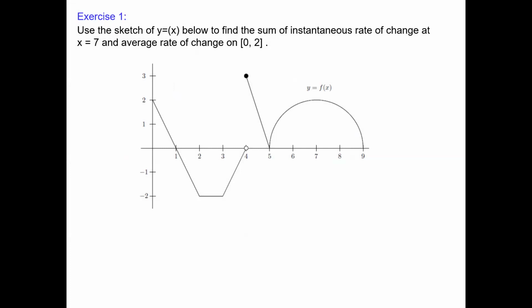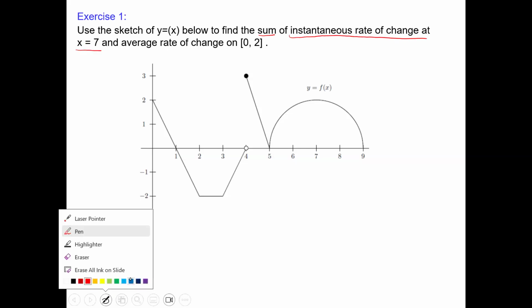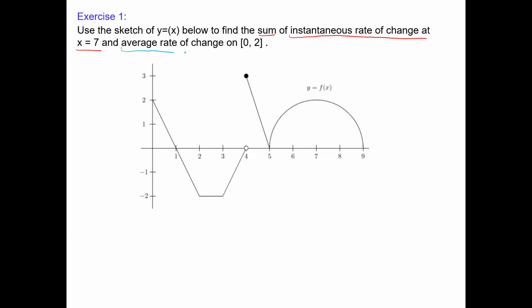Okay, use this graph presented below to find the sum of instantaneous rate of change at 7 and average rate of change between 0 and 2. So now we have to calculate this. This is y, this is x. Instantaneous rate of change, of course, is the slope of tangent line. Those are the 2 things that we have to take away. Slope of the tangent. Okay, 7. This is 7, and this is approximately the tangent line.